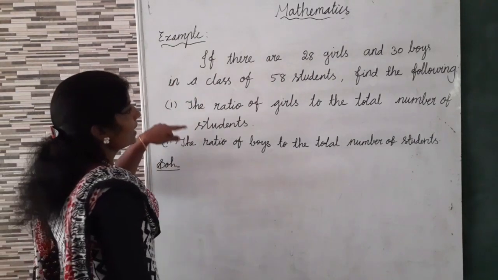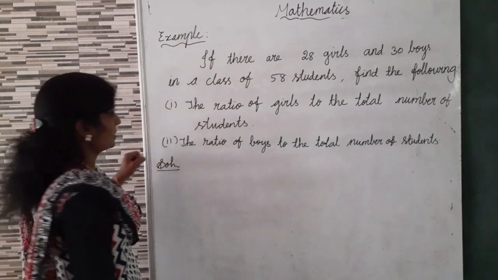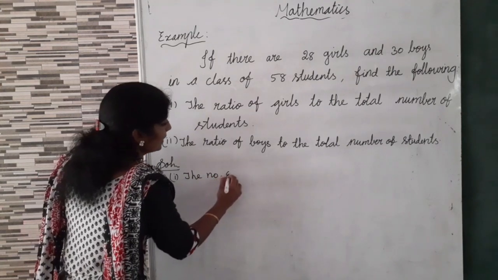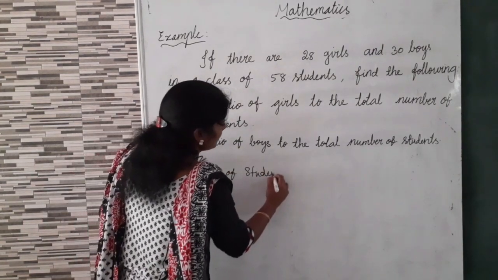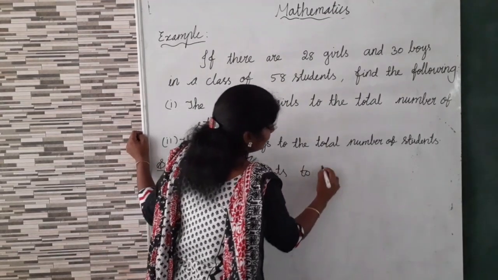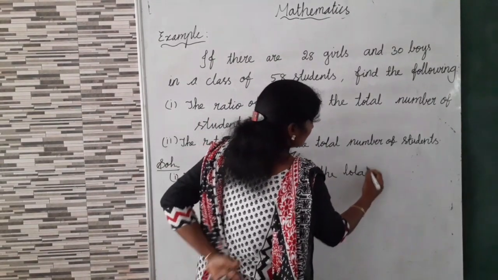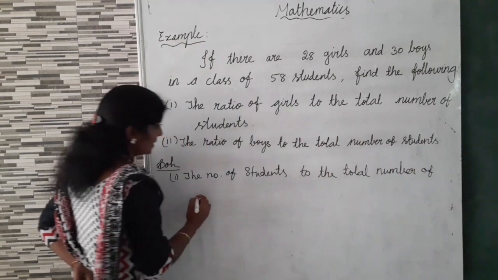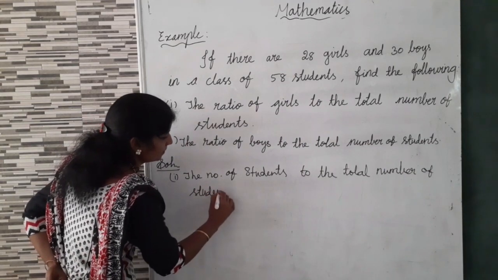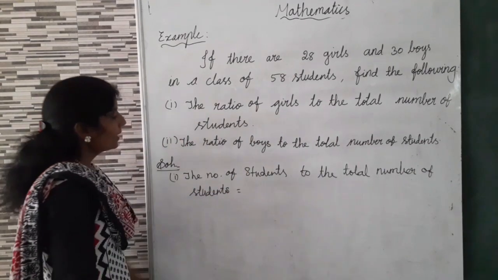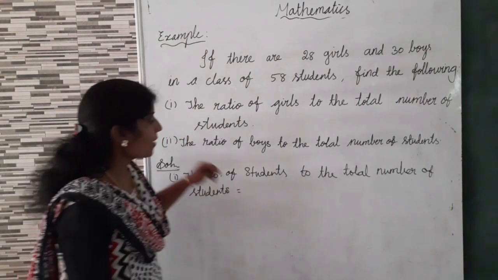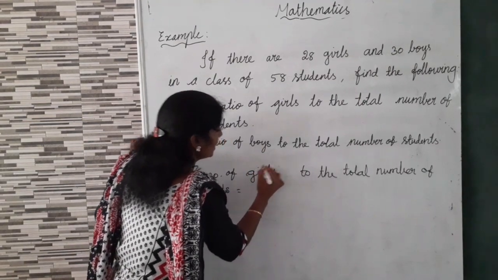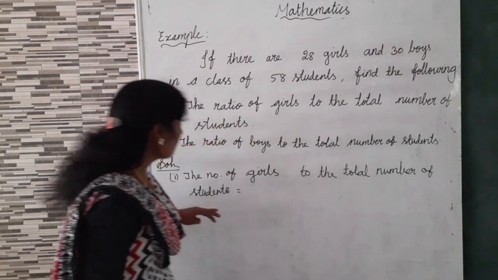First, we can find the number of girls to the total number of students. First one, we can find the number of students to the total number of students. Total number of students equal to number of girls. Number of girls to the total number of students.